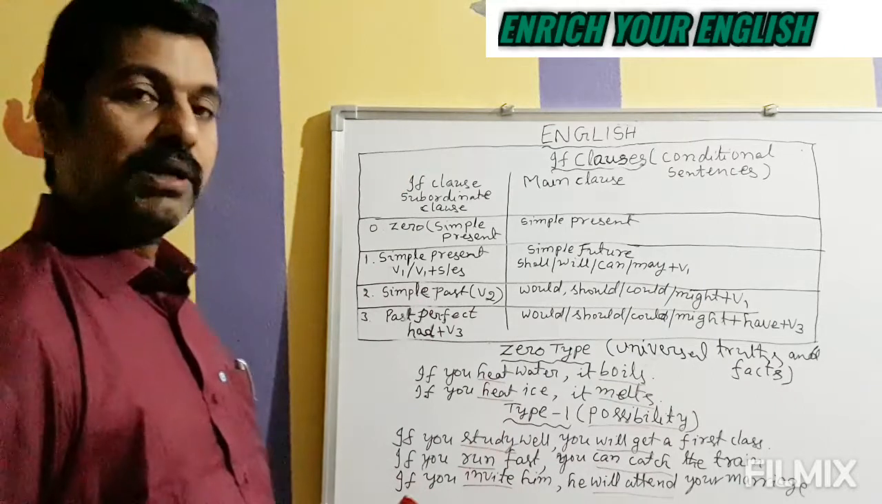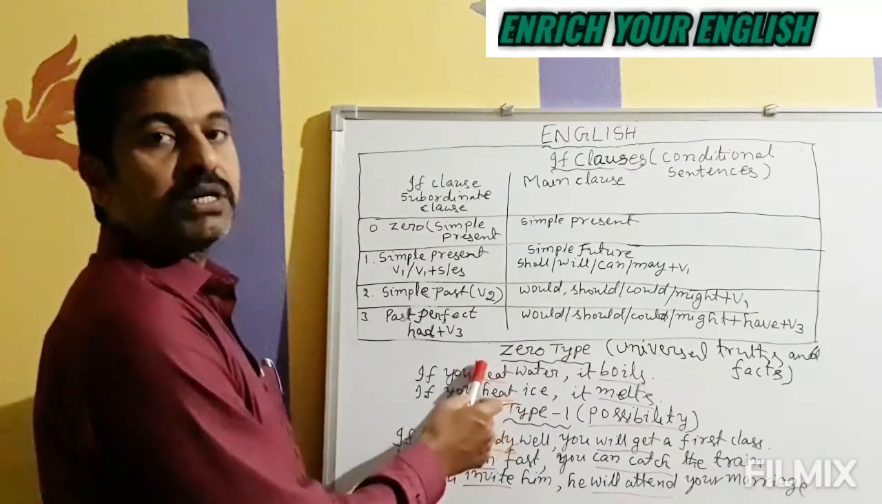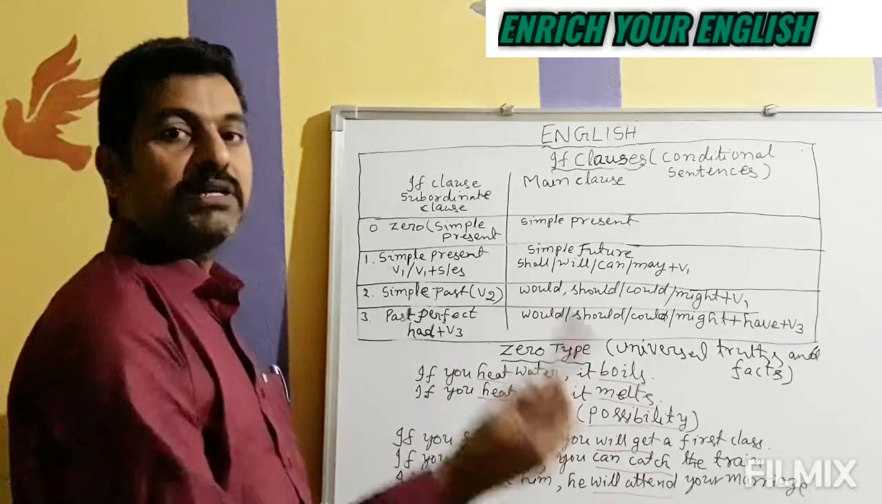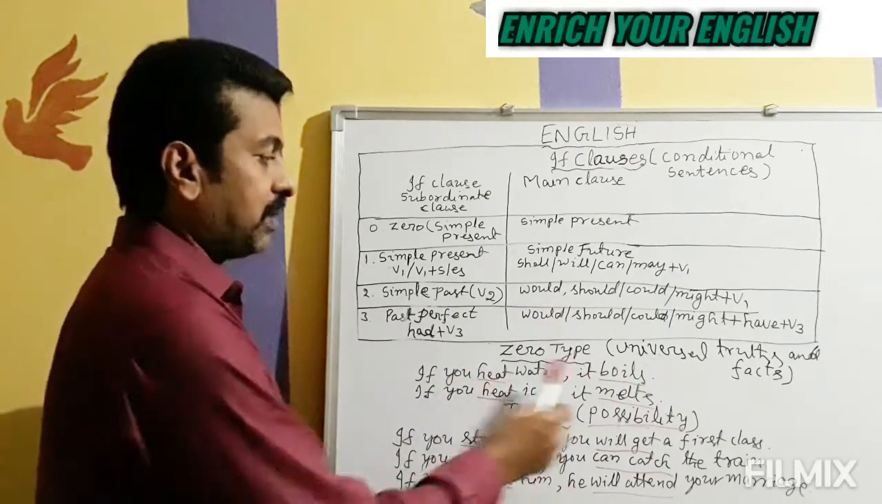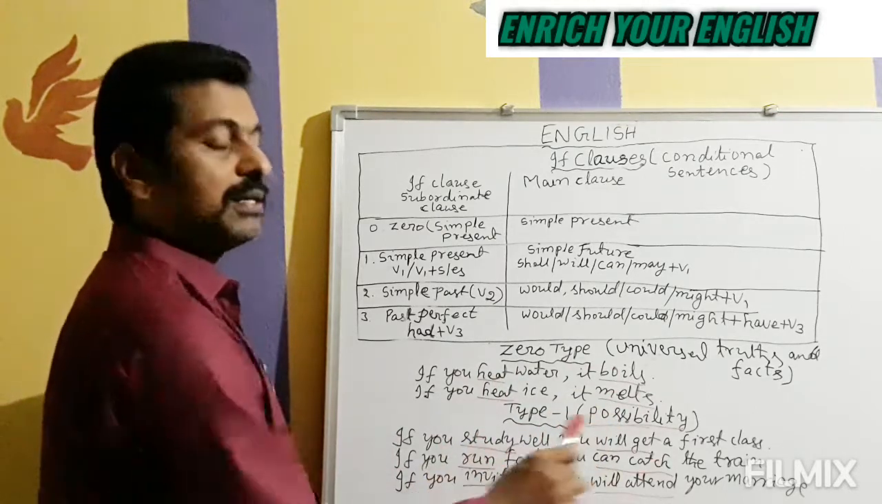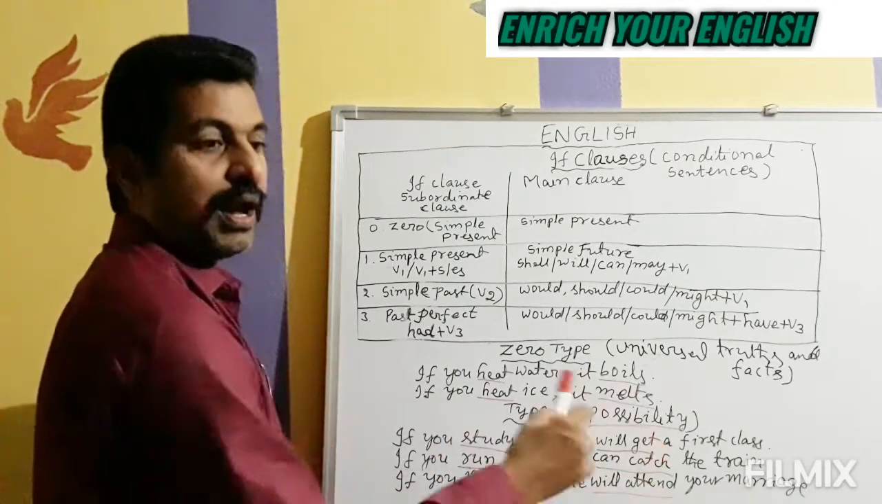Okay friends, I hope that you understood these two types. Here come universal truths and facts. These are all universal truths. They are always in simple present, with both actions in simple present. Here one is in simple present, one is in simple future. Simple present, simple future, and possibility.